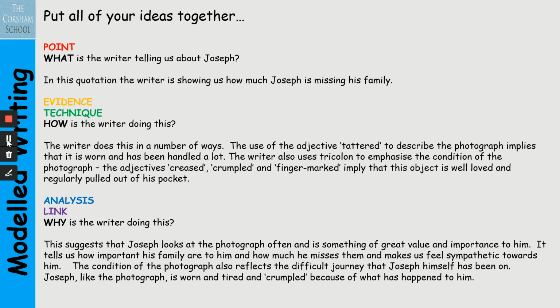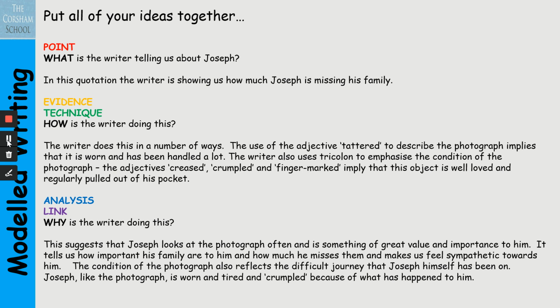In front of you now, we've put all of those ideas together to respond to the question, how is Serraillier presenting Joseph in this extract? We put the point down first: in this quotation, the writer is showing us how much Joseph is missing his family. The writer does this in a number of ways. The use of the adjective tattered describes the photograph, implies that it is worn and has been handled a lot. The writer also uses a tricolon to emphasize the condition of the photograph. The adjectives creased, crumpled, and finger marked imply that this is well loved and regularly pulled out of his pocket.